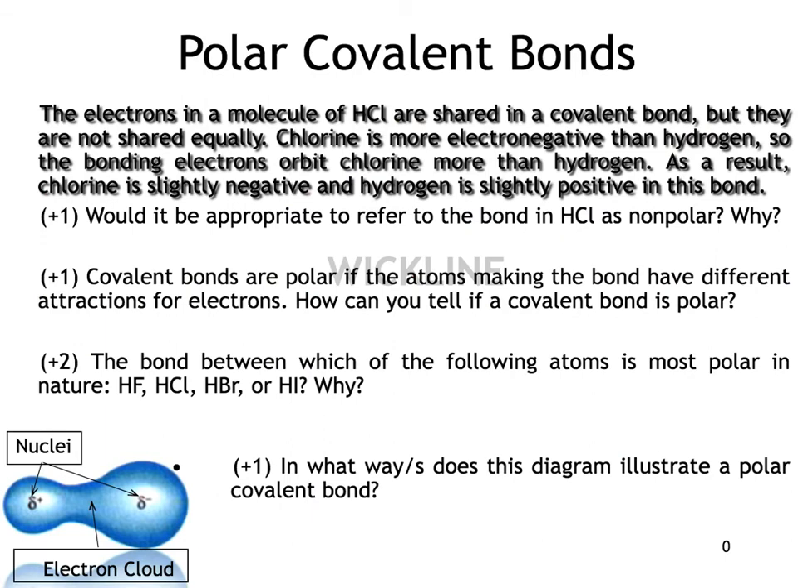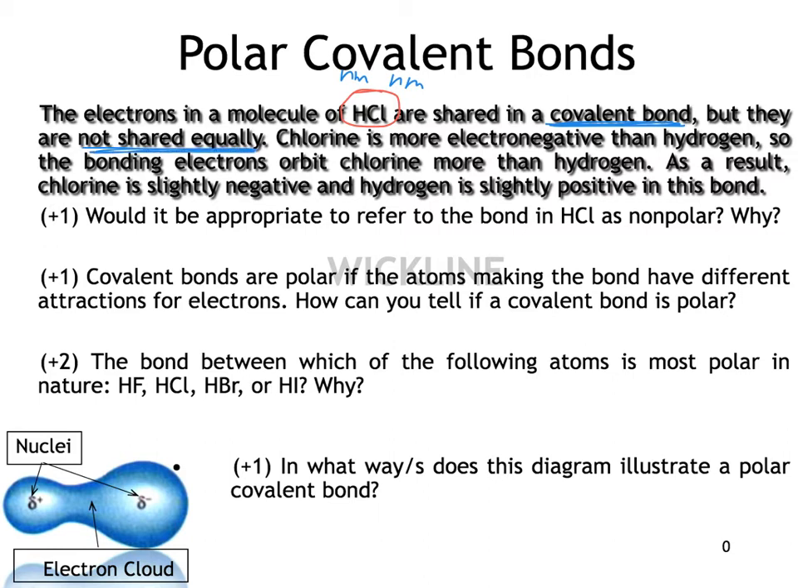So one more subheading, children. I want you to have one more subheading that says polar covalent bonds. And this is one of the very most important things that you need to write down. So the electrons in a molecule of HCl, which is not diatomic because it has 2 different elements in the bond, the electrons between the H and the Cl are shared in a covalent bond. That's definitely true because both H and Cl are nonmetals. But they're not shared equally.